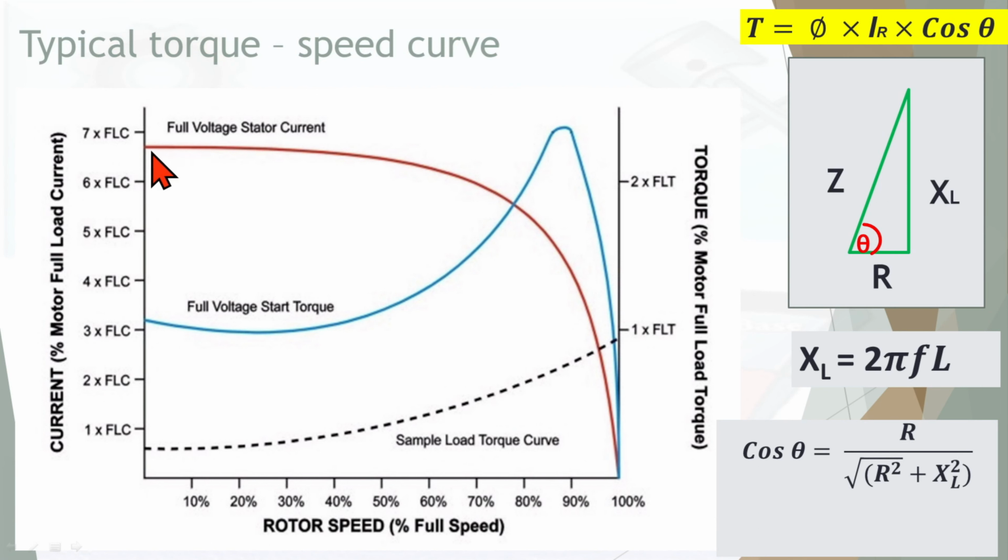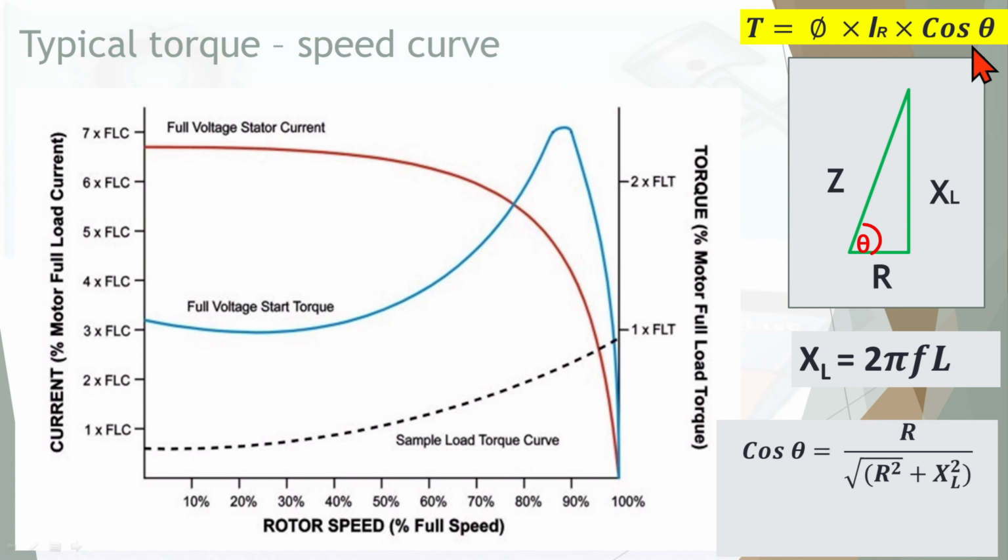Because from the beginning, as the rotor is stationary, the flux cutting rate will be maximum, so the maximum current will be induced in the rotor. That's why the highest current takes place. As per this equation, if the current is high, your torque should be maximum. But it is not at its maximum. You can see the torque is maximum at around 80 to 90% speed. At the beginning, it is not maximum.